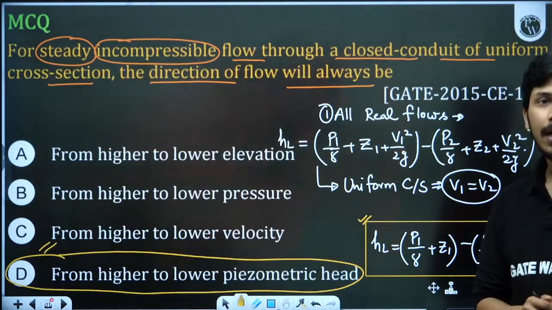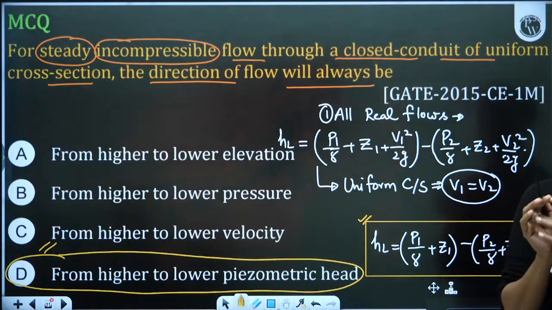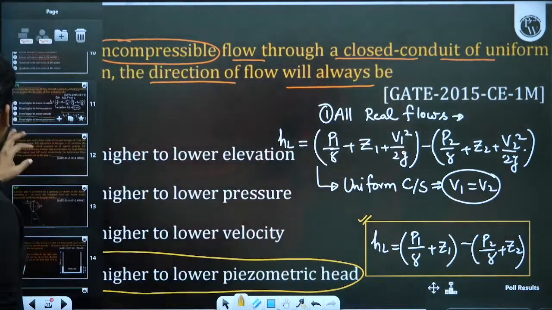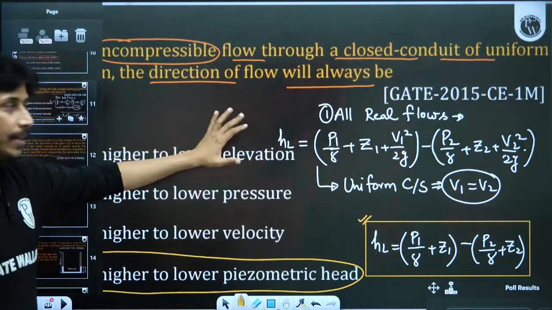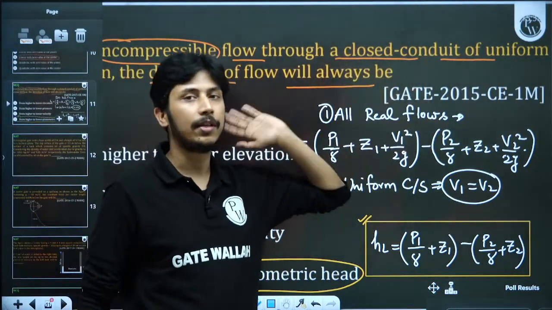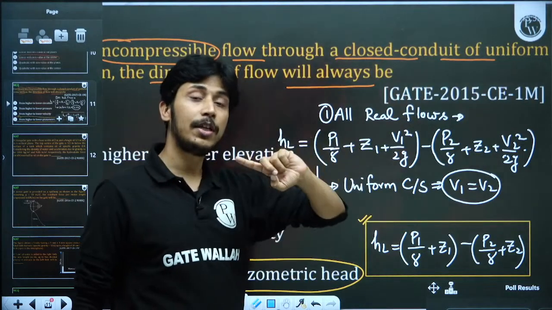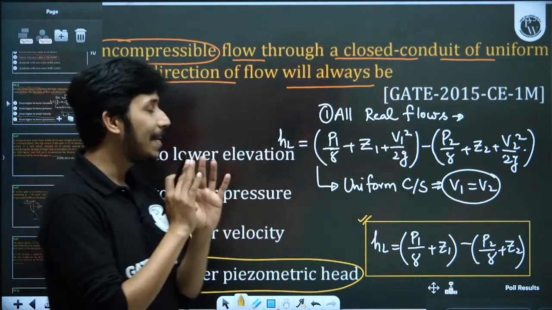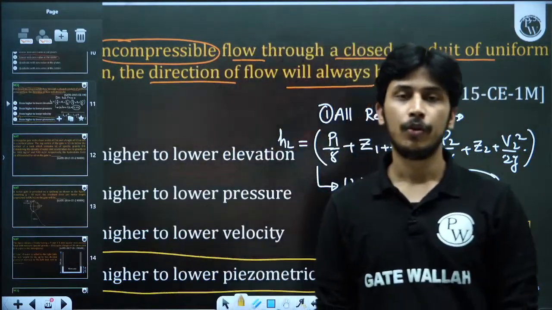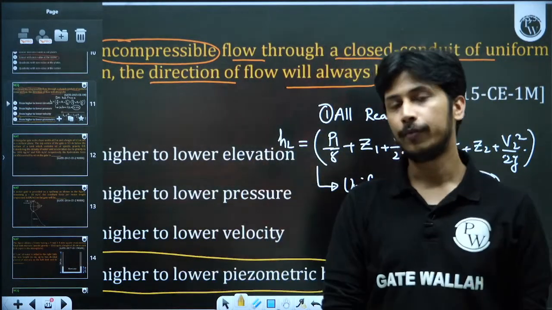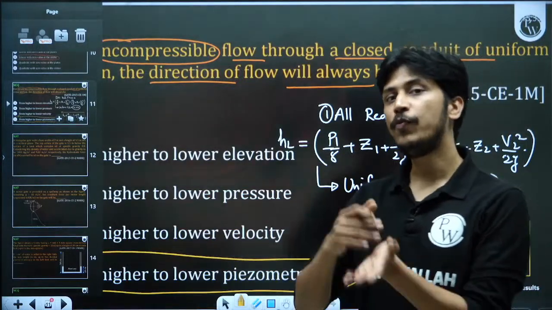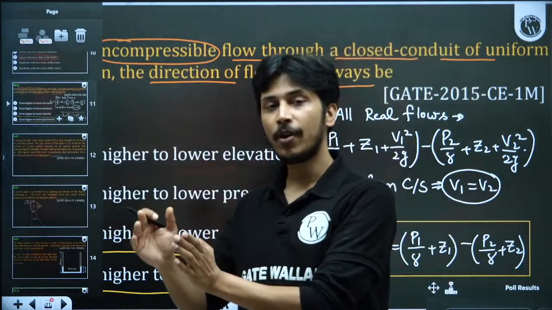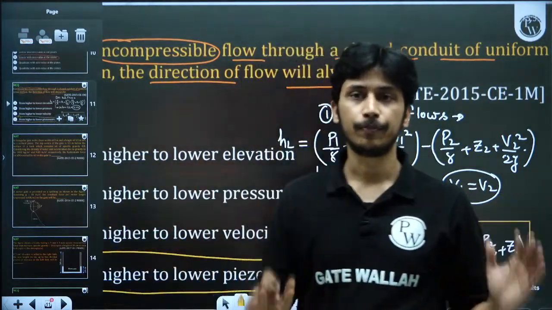Does anybody have any more doubt in this? Because I have waited for your understanding. If this question comes again and they have not given uniform cross section, then you will make the mistake again. If uniform cross section is not given, you give the answer from higher total head to lower total head. If only steady incompressible flow is given, flow will happen from higher total head to lower total head. Steady incompressible flow of uniform cross section, higher piezometric head to lower piezometric head. Steady incompressible flow with uniform cross section and horizontal pipe, from higher pressure to lower pressure.